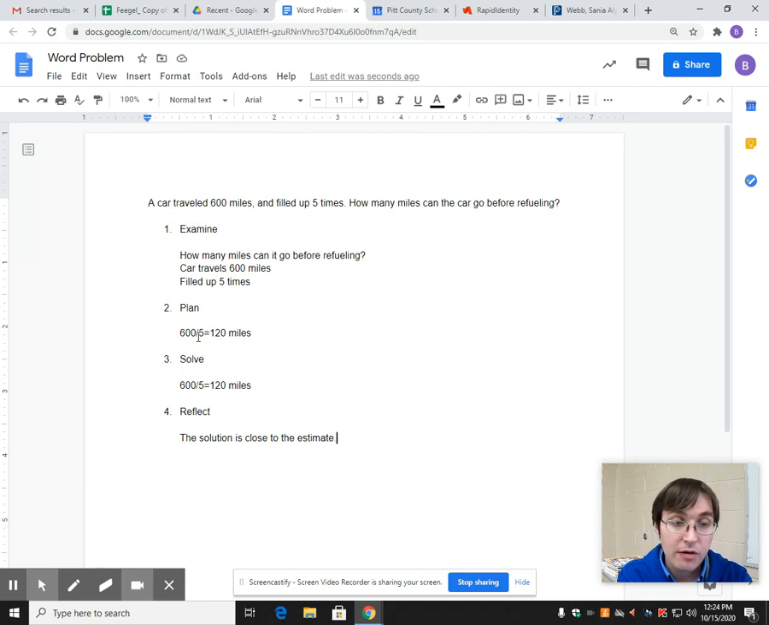So how did I go about solving this problem? Well, first I examined it. I looked for important information. Second, I planned it. I said, what steps would I need to take to solve this problem? And I thought that through. Third, I solved it. And then finally, I reflected, and I compared the solution I came up with to the estimate I came up with in my plan.